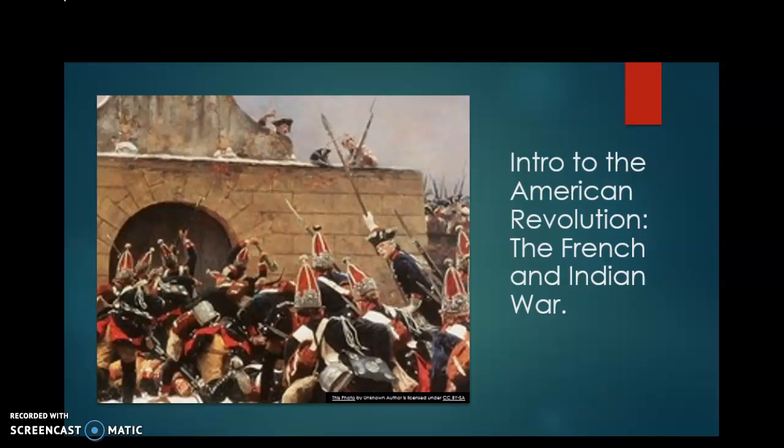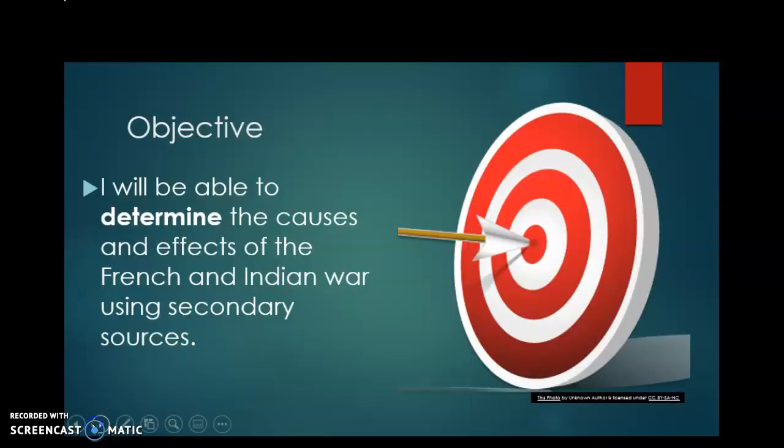Hello, so today we start our intro into the American Revolution with the French and Indian War. Our objective: I will be able to determine the cause and effect of the French and Indian War using secondary sources.